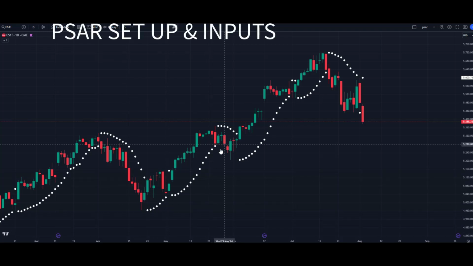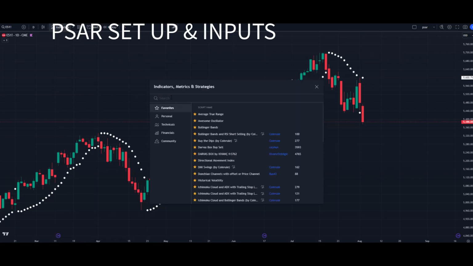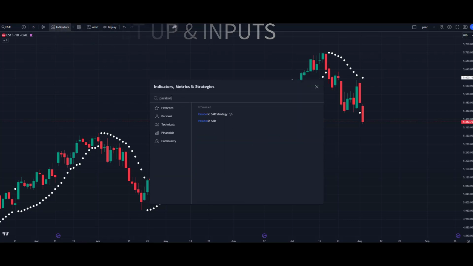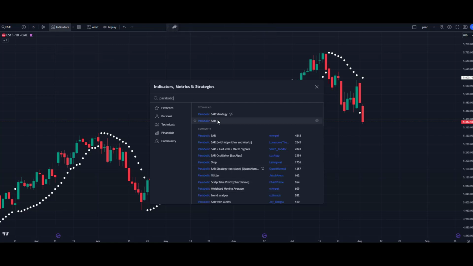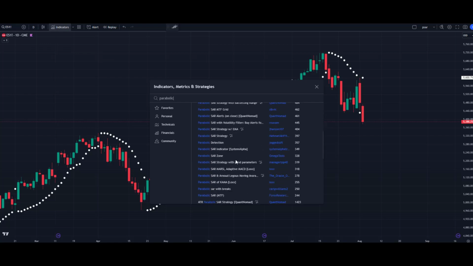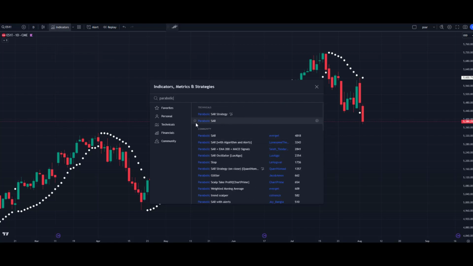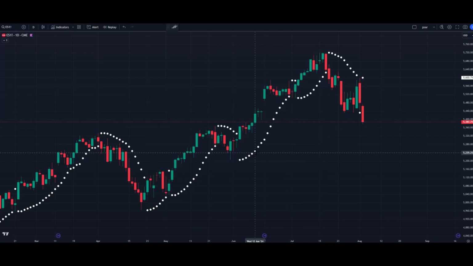Where can we first of all find it? Now this is a TradingView chart. You can go up to indicators at the top. If you just type in parabolic, there it is, and you can see all, like we're talking about, derivatives and strategies around the parabolic. Like I said, very popular indicator, but you just click on the Parabolic SAR and it'll add it to the chart.